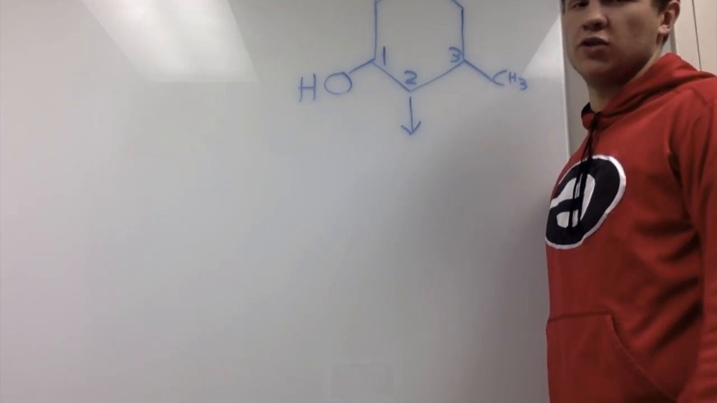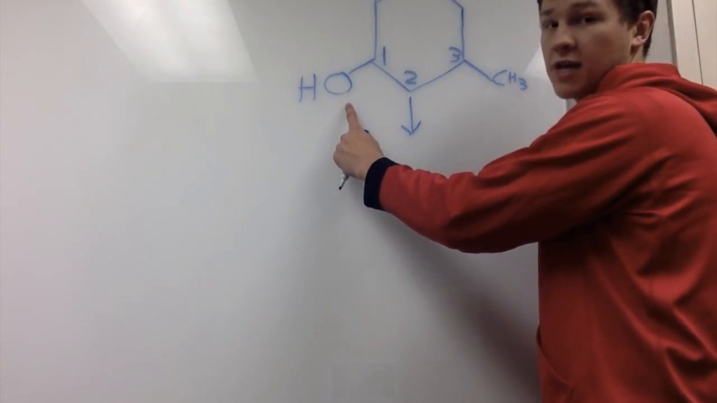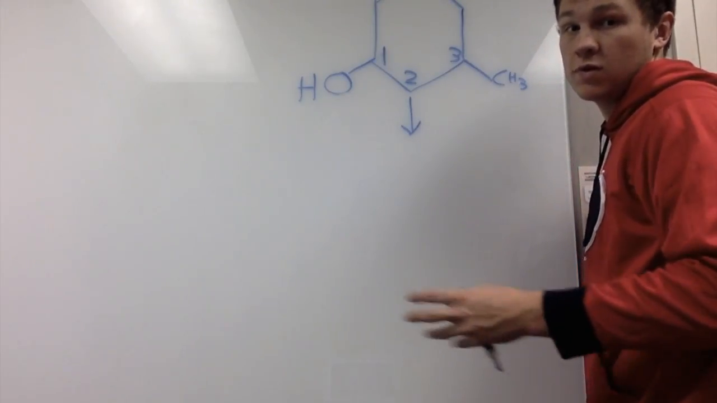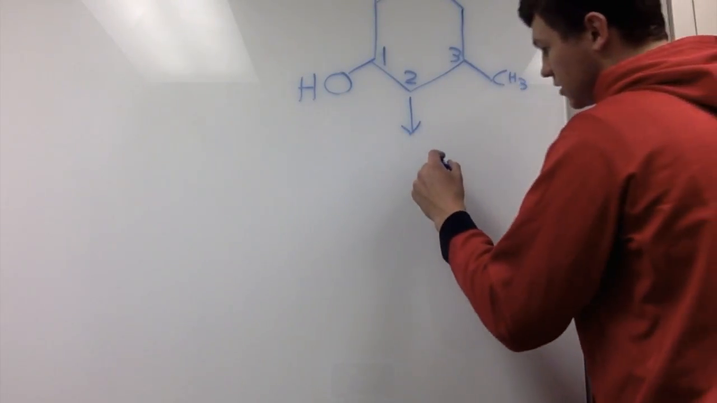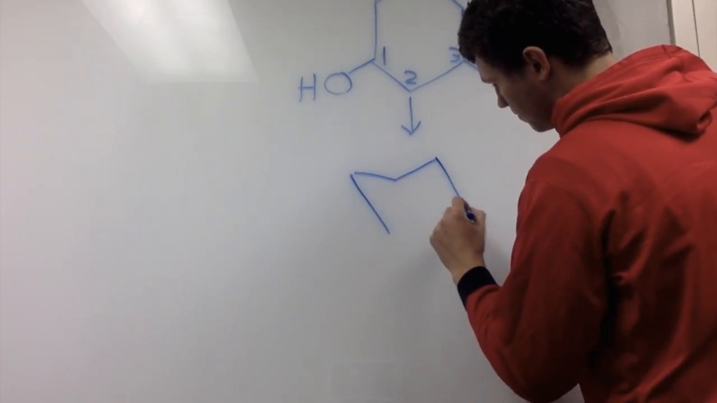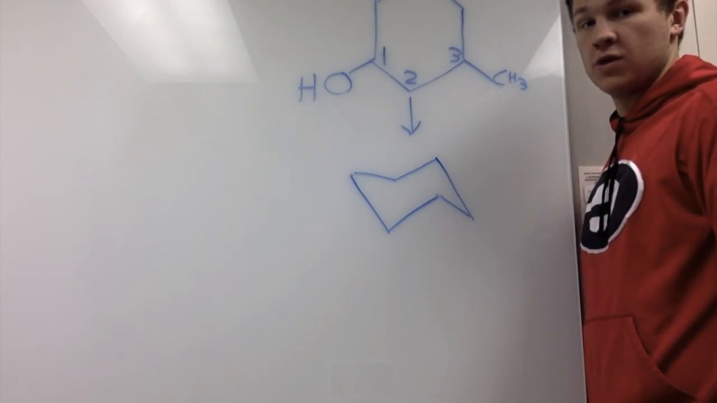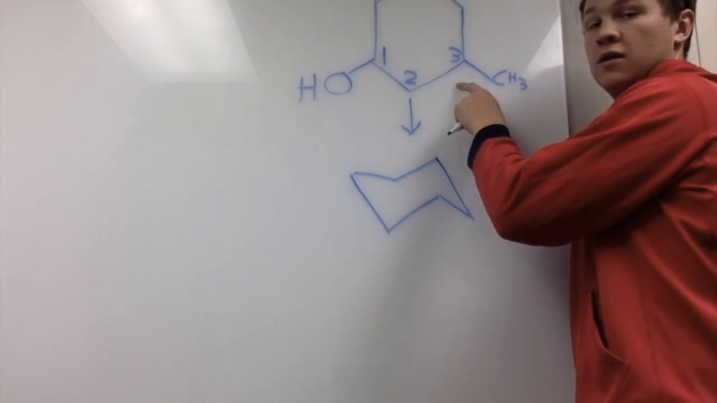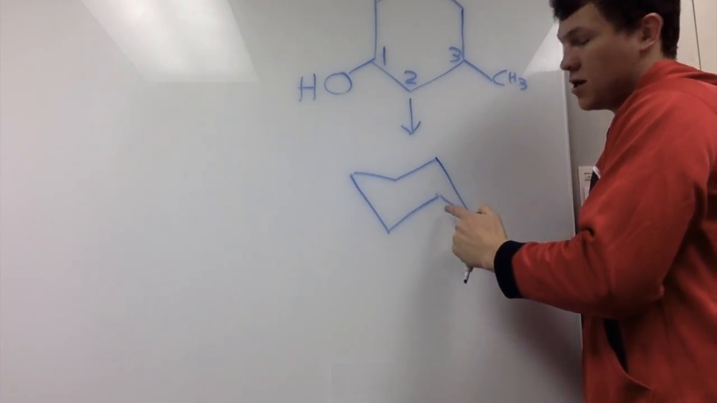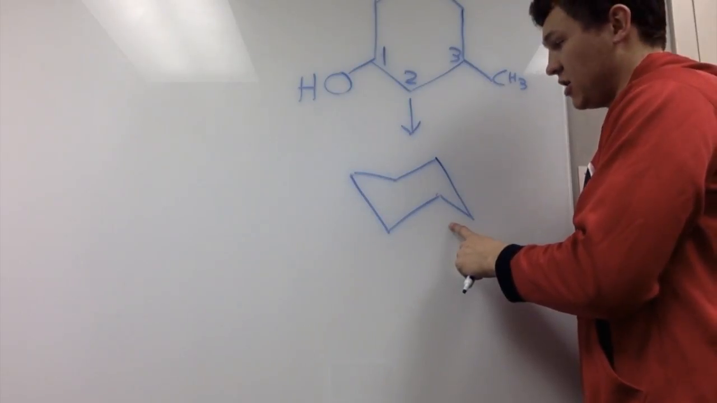Now that we know how to properly draw the base of our chair conformer, we can start to map the substituents from our skeletal structure onto the base of our chair conformer. So the first thing I need to do is to draw the base of the chair conformer, like so. Now, using the IUPAC numbering that I applied to this skeletal structure, I can use those numbers to keep my carbons straight and to match up the substituents in my chair conformer.